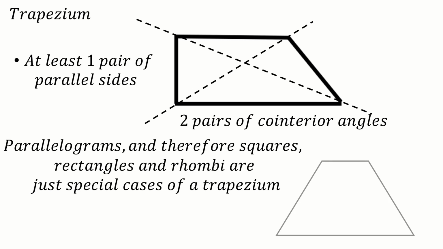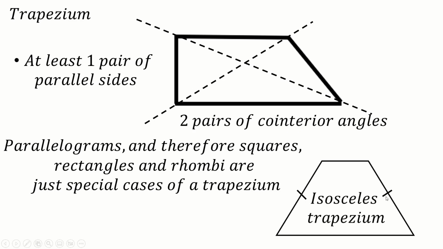And then there's a special case of a trapezium, which is called an isosceles trapezium, which has two equal sides either side. It's basically just an isosceles triangle with the top cut off. And these have one pair of parallel sides, obviously.